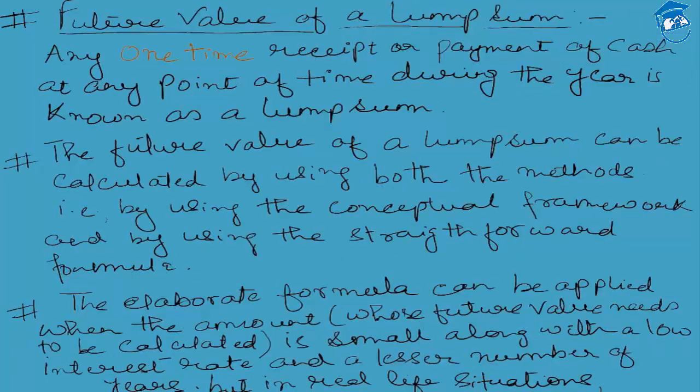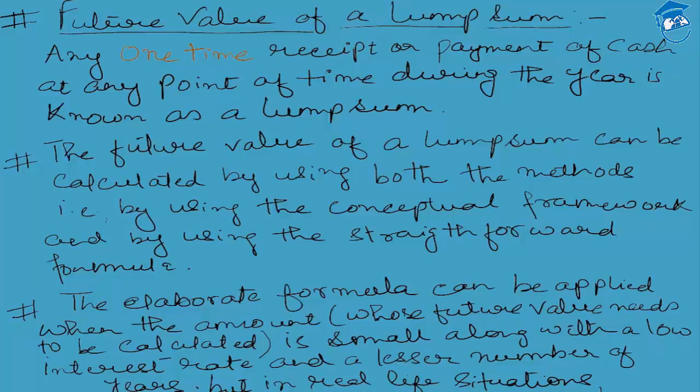Now, again, students, just a quick recap. The future value of a lump sum: any one-time receipt or payment of cash at any point of time during the year is known as a lump sum. The future value of a lump sum can be calculated by using both methods, that is, the conceptual method as well as the straightforward method, wherein we use the compounded value factor of a lump sum formula. We refer to the tables wherein the future value of $1 across various numbers of years and various rates of interest has been provided ready-made. We just need to pick the required rate of interest for n number of years from there, and multiply the value with the existing P to arrive at the FN, or the future value at the end of the nth year.